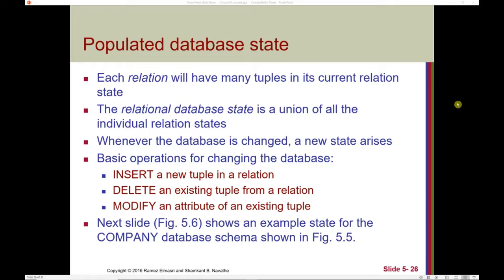And here we have the basic operations for making changes to the database, including insertion, so putting a new tuple into a relation, or inserting a new record into a table; deleting an existing tuple from a relation, or deleting a record from a table; or modifying or updating an attribute of an existing tuple. So we could, for example, change somebody's last name.